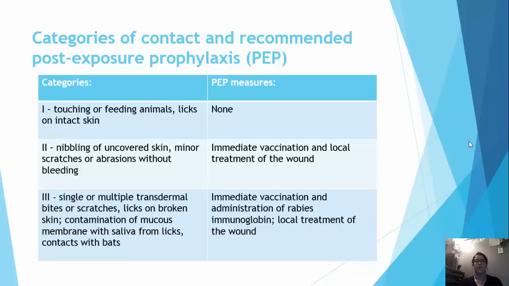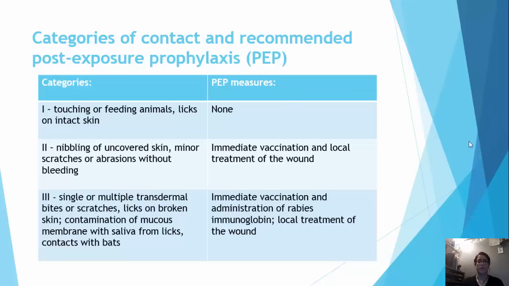So depending on the contact, there are different measures that should be taken. Category 1, which is touching or feeding animals and licks on intact skin, there should be no measures taken. The person is fine. For category 2, that's nibbling of uncovered skin, minor scratches or abrasions without actual bleeding. This should still be treated with immediate vaccination and local treatment of the wound.